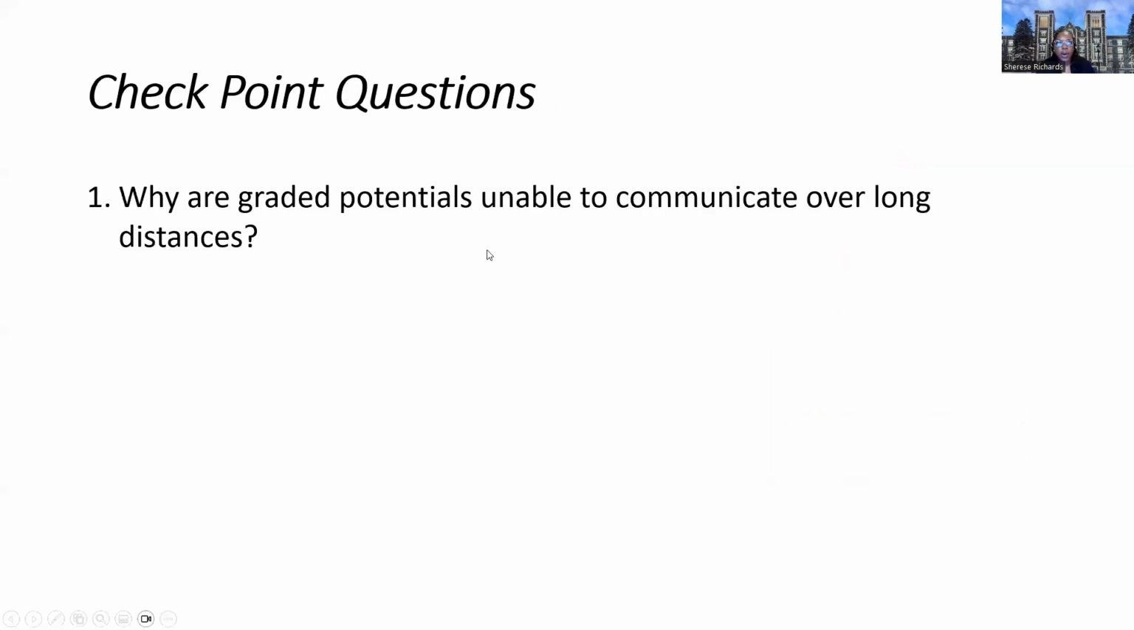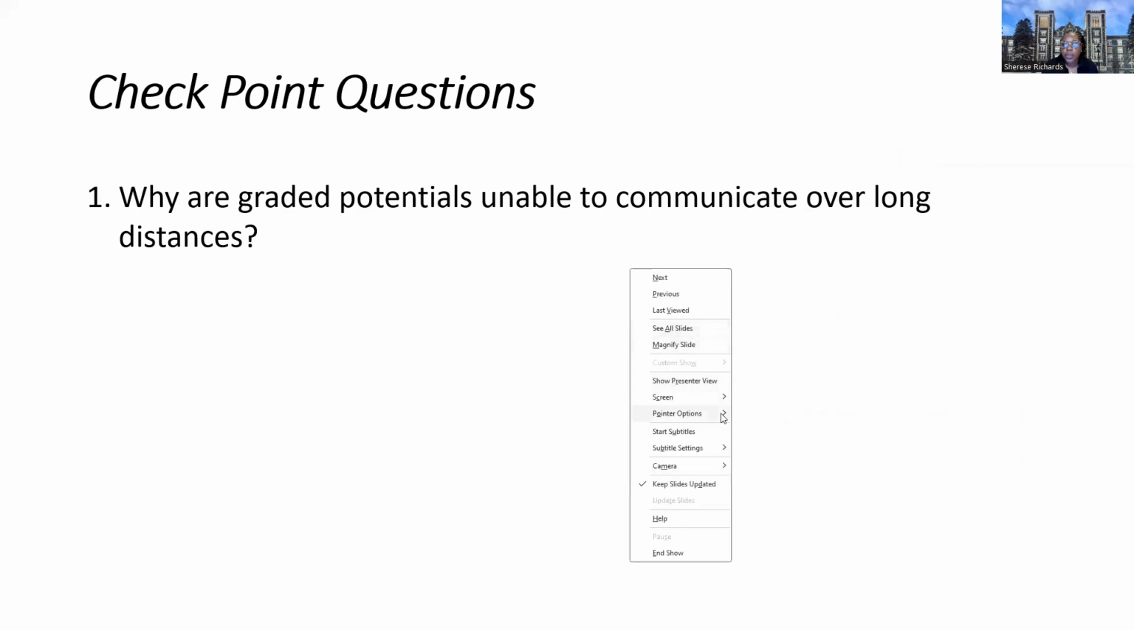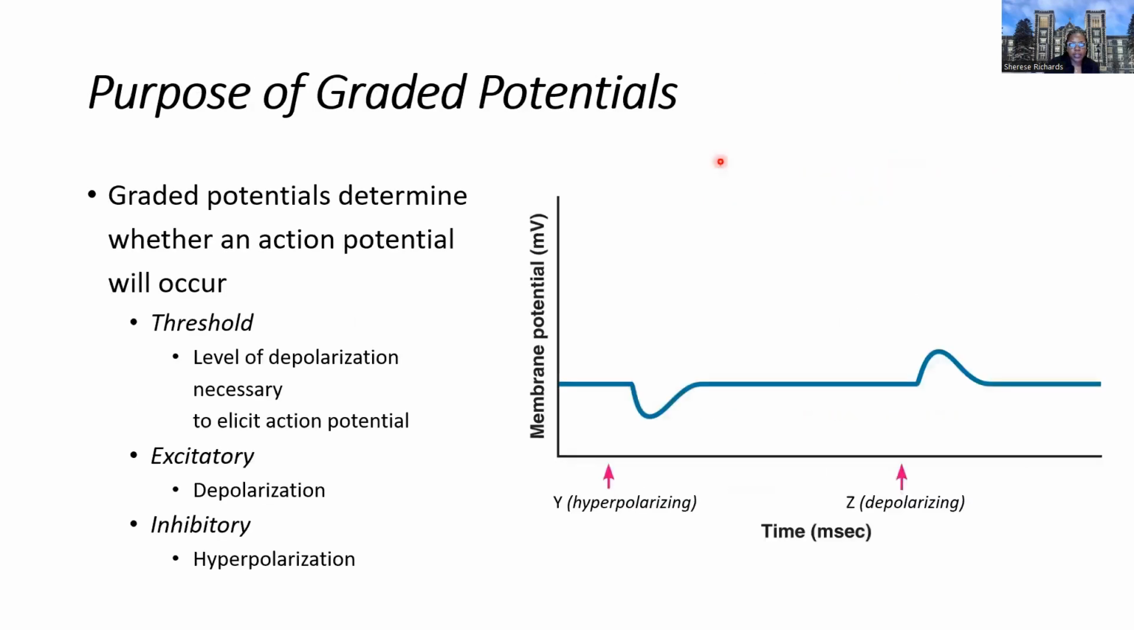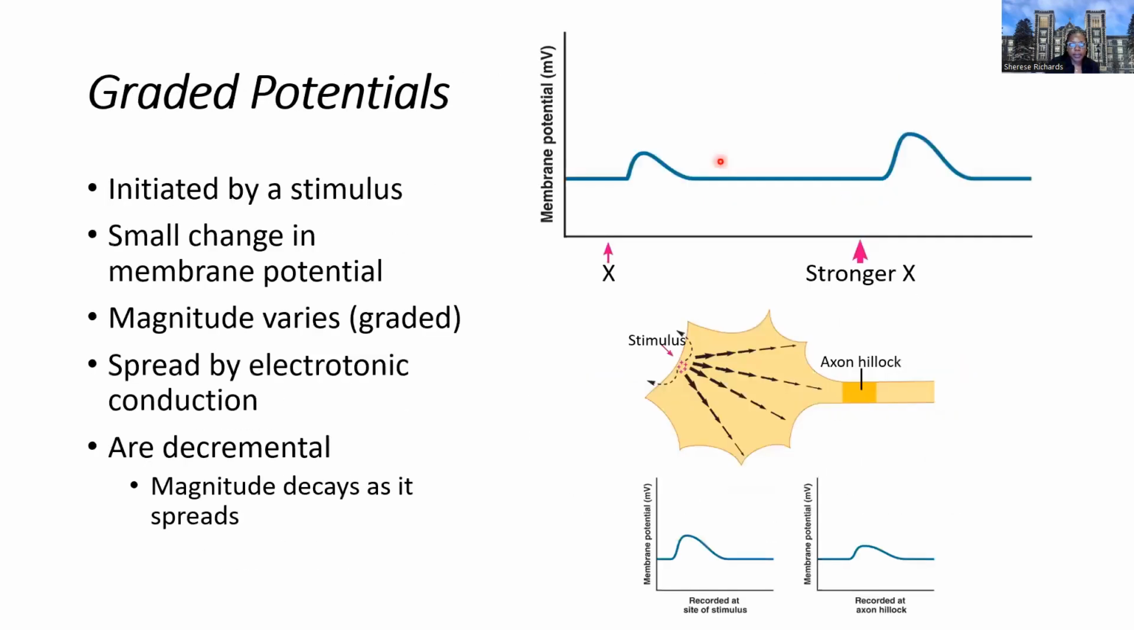Okay, having said that, let's go on to our checkpoint question here, which is why are graded potentials unable to communicate over long distances in time? And just to kind of go back and explain this one, we mentioned that graded potentials dissipate. They're not strong enough membrane potential changes. Even if it's a depolarization event, if it doesn't get to threshold, it's going to dissipate. It's not going to be able to travel beyond the axon hillock.